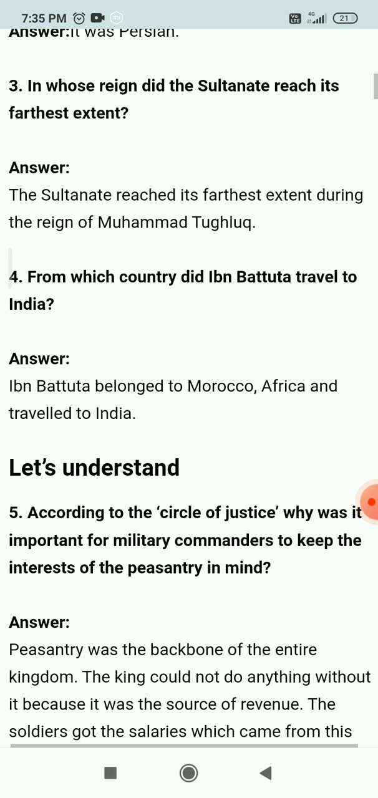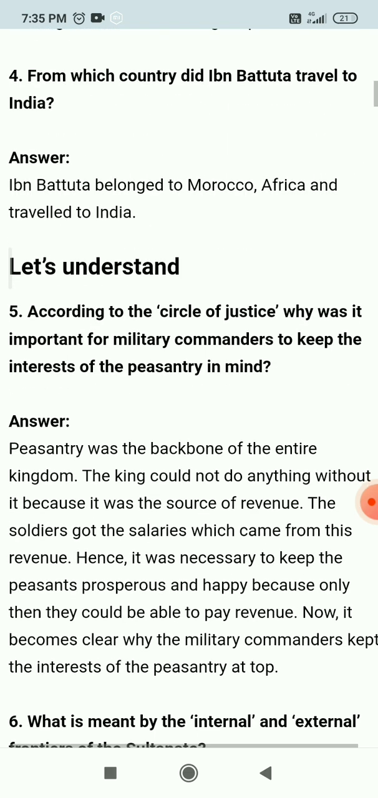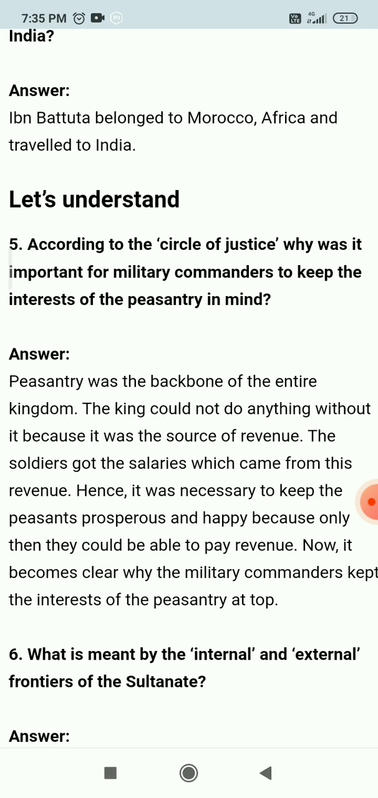Now move on. Let's understand. Question number 5. According to the circle of justice, why was it important for military commanders to keep the interest of the peasantry in mind? Answer, peasantry was the backbone of the entire kingdom. The king could not do anything without it because it was the source of revenue. The soldiers got the salaries which came from this revenue. Hence, it was necessary to keep the peasants prosperous and happy because only then could they pay revenue. Now it becomes clear why the military commanders kept the interests of the peasantry at the top.